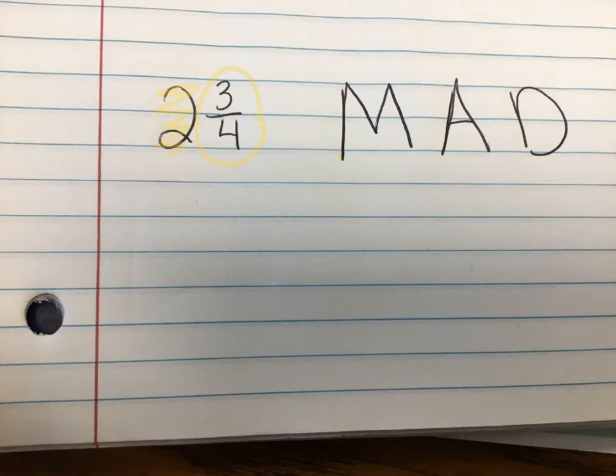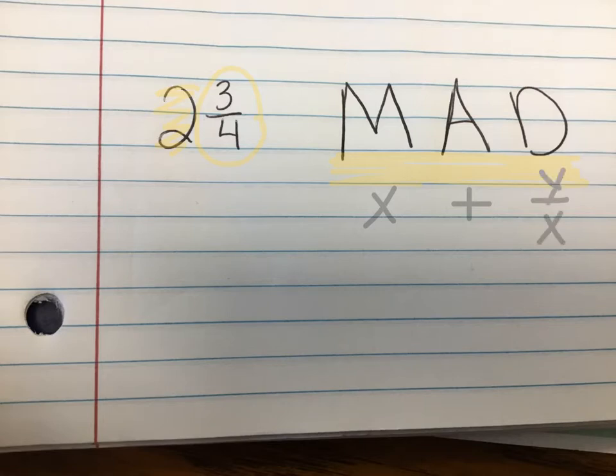But if I need to, all I'm going to do is I'm going to get mad. I'm going to get mad at that mixed number. MAD stands for multiply, add, and denominator, or the bottom number. It's kind of like our PEMDAS stood for something.